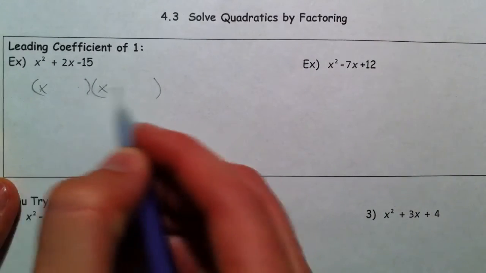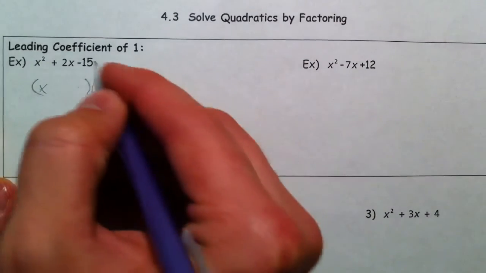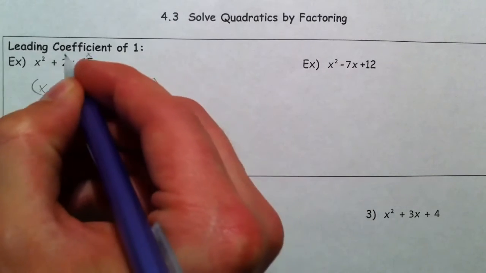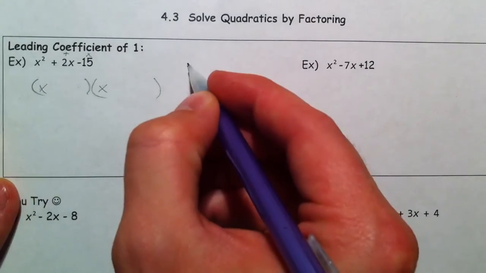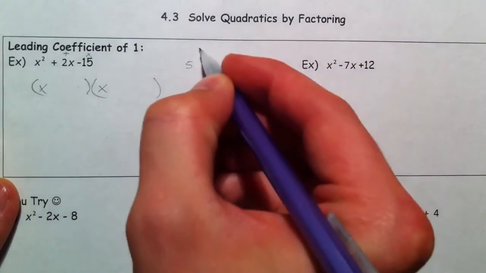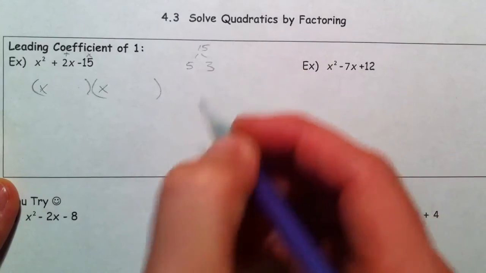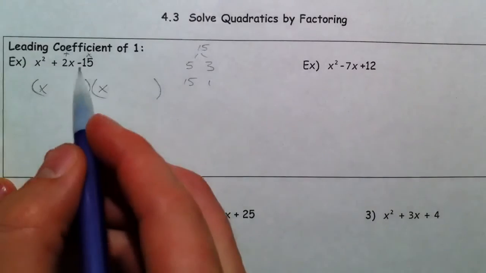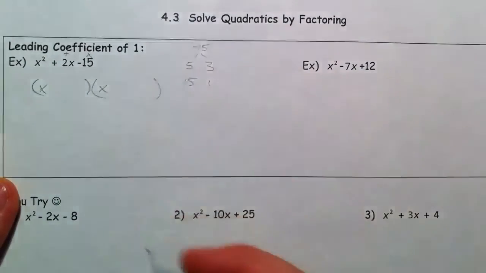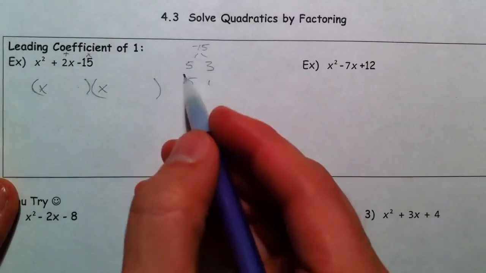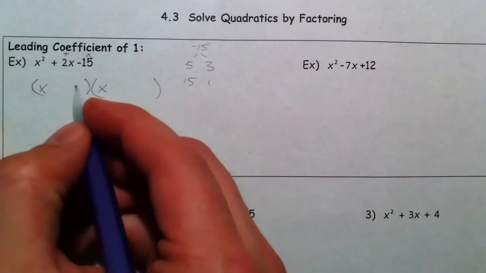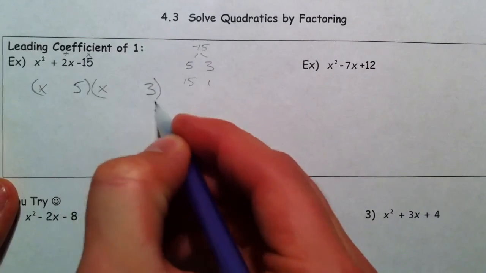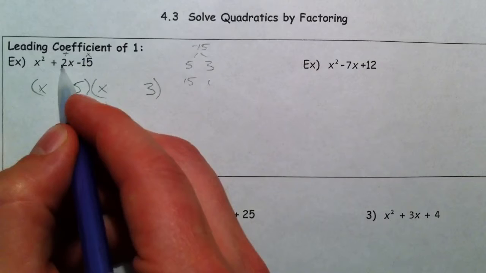So these last two numbers have to multiply to the negative 15. And so we have 5 and 3 multiply to 15, or 15 and 1. And because they multiply to negative 15, one of them has to be negative. And so 5 and 3, if one of them is a negative, we'll get a difference of 2.